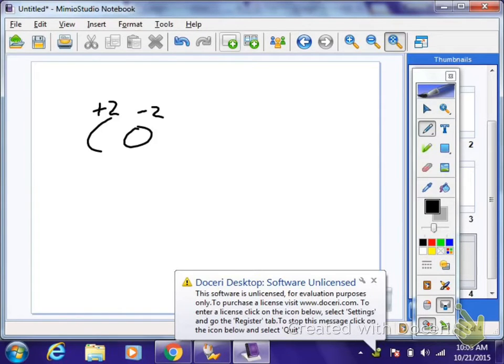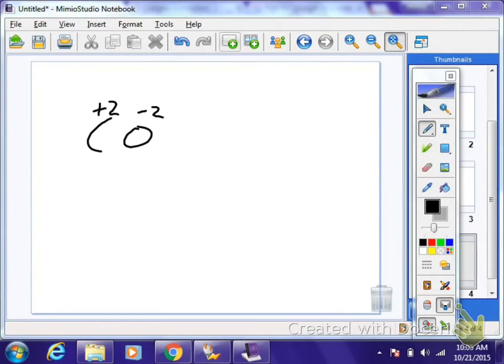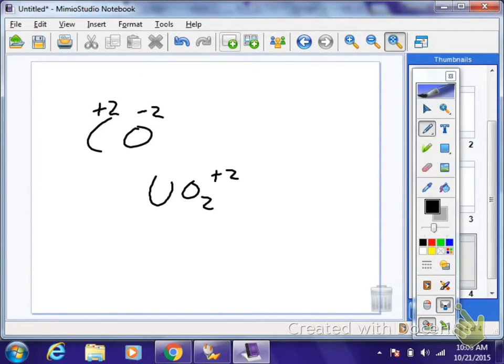We did UO2 +2. So it has to come out to be a +2, no longer neutral. So oxygen, unless it's a peroxide, and this one's not, it's going to be a -4, so what's uranium? +6. Everybody agree with that? Yeah. Has to come out to be a +2. So these get easier as you see more examples.